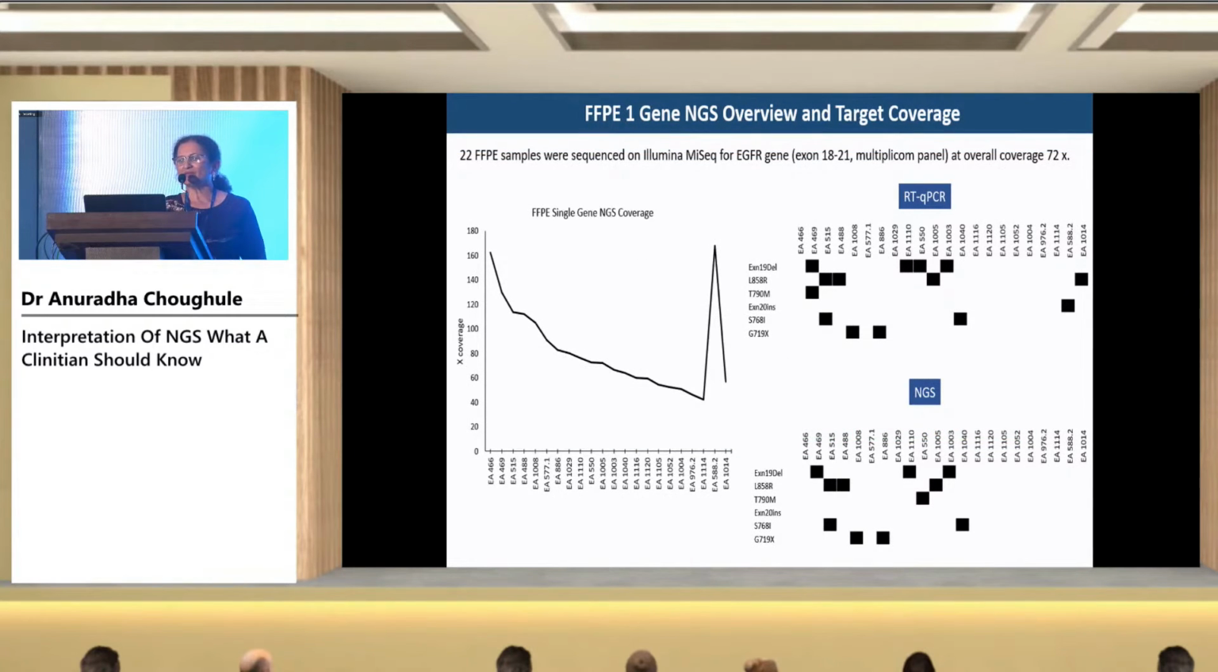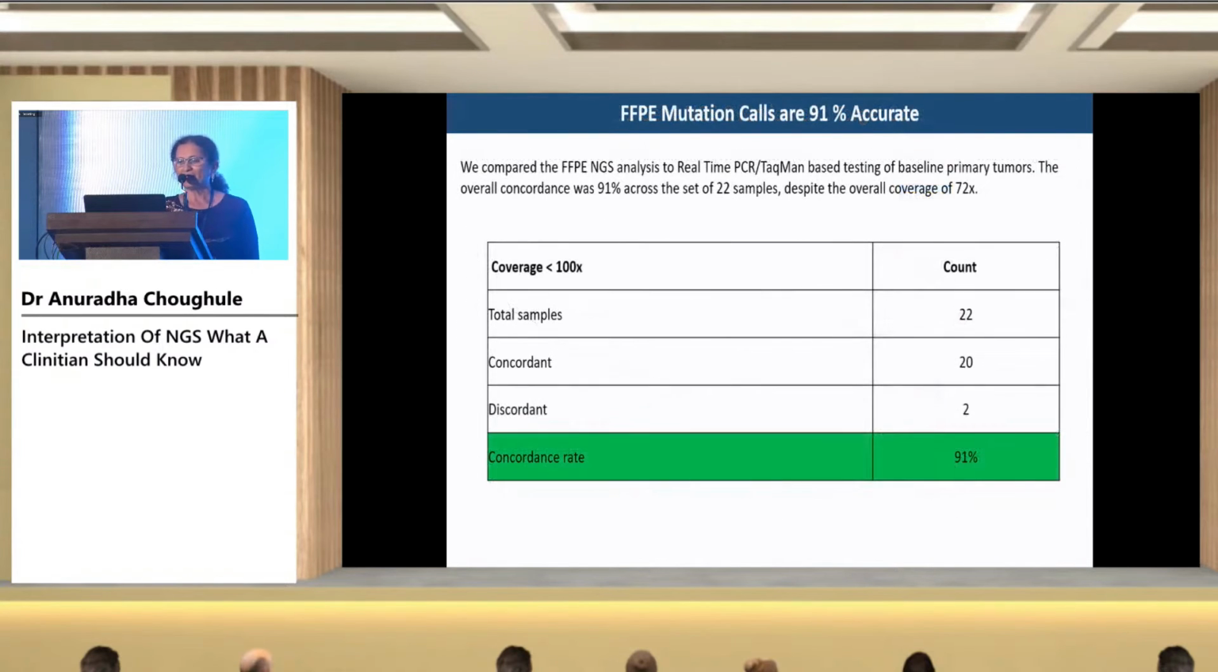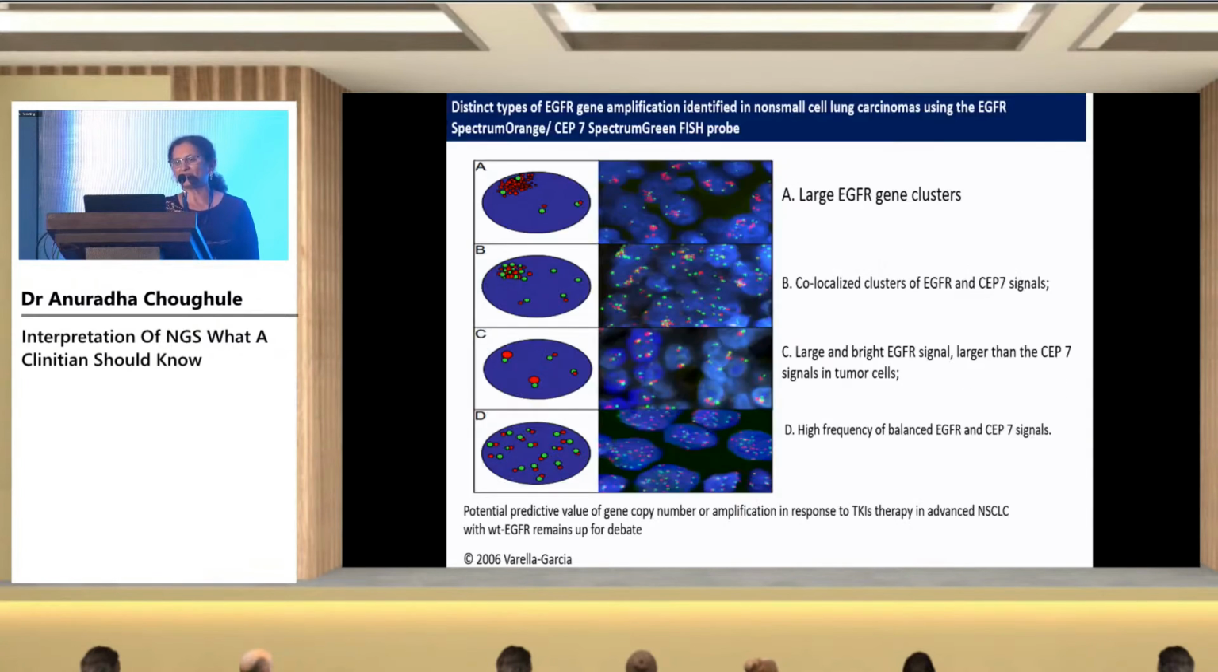So, FFPE gene NGS overview and targeted coverage: we did this in single gene NGS EGFR testing, where whole exonic regions of EGFR were covered on the NGS platform. Of course, in the routine, it is not feasible to do single gene testing on NGS. However, when we compared that, we found that overall coverage was around 72x between the amplicon size of 18 and 21. And again, when we compared this with another orthogonal testing, the concordance rate was very high, 91%, when we compared with the real-time PCR TaqMan.